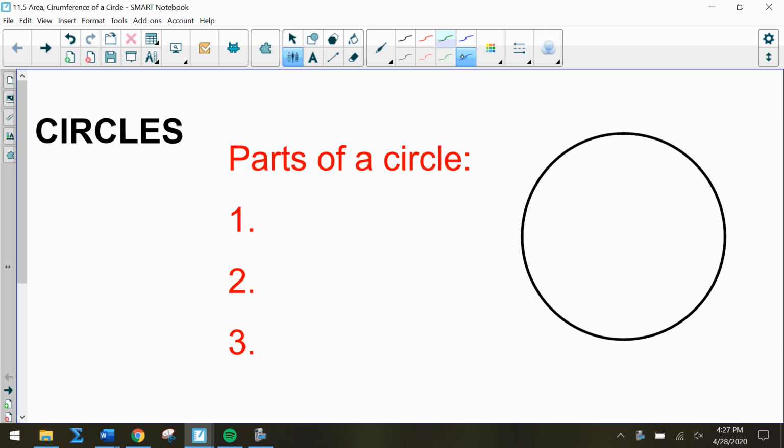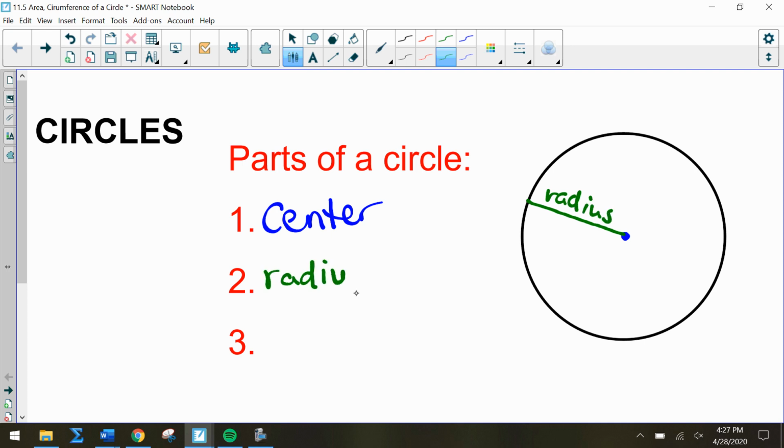So if you're thinking through your head for parts of a circle, I'll start off with the first one. We have this center. The center of the circle is always a point, and it's always labeled by a capital letter if we're looking at a diagram. And then, if you remember this, we have a radius. And the radius extends from the center to an edge on the circle, okay? So radius is a segment.